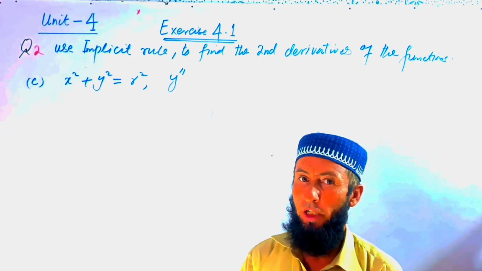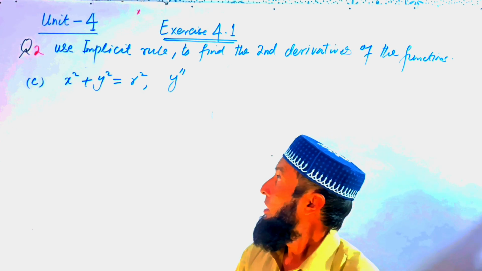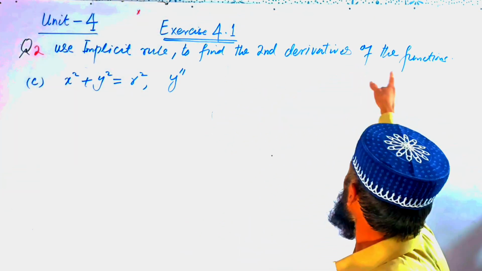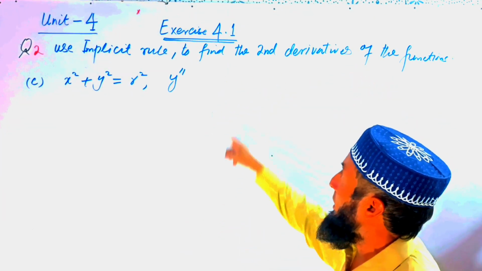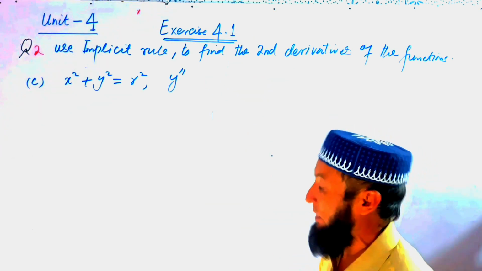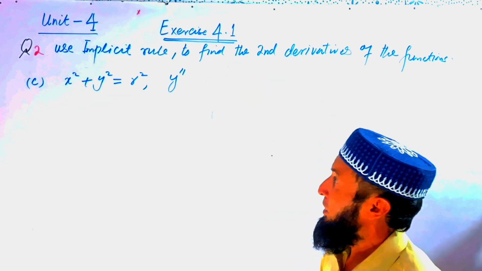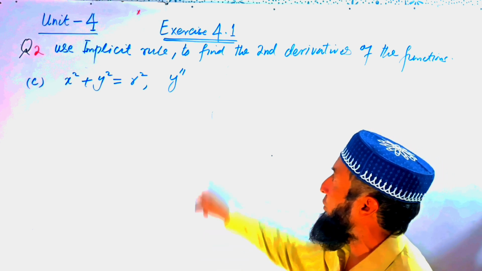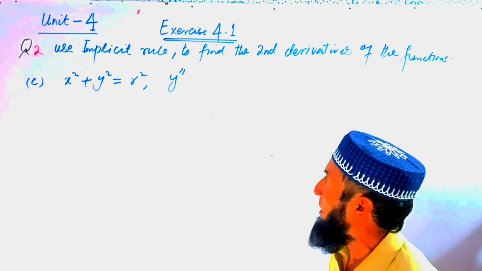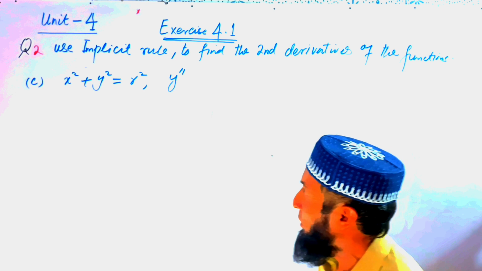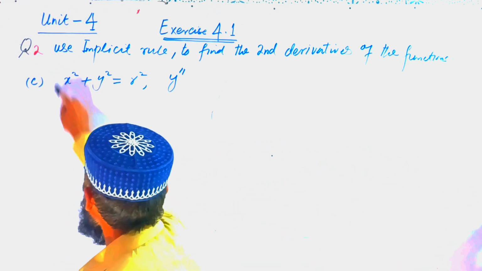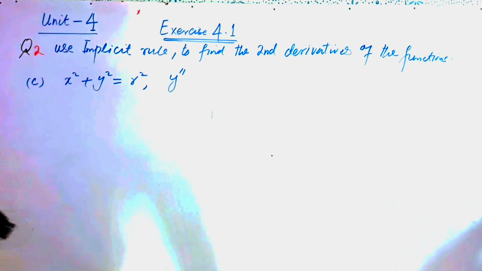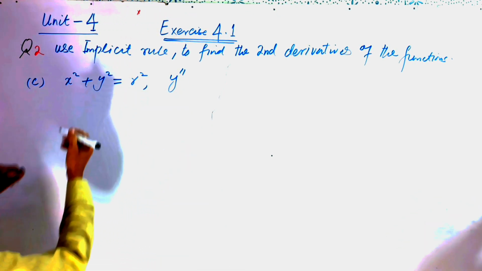Today we are proceeding to the topic of using the implicit rule to find the second derivative of the following function in Exercise 4.1 from the second year book. Part C, question number 2: x square plus y square is equal to r square. Find the second derivative. Double prime means second derivative. So this equation uses the implicit rule because x and y are involved at a time.